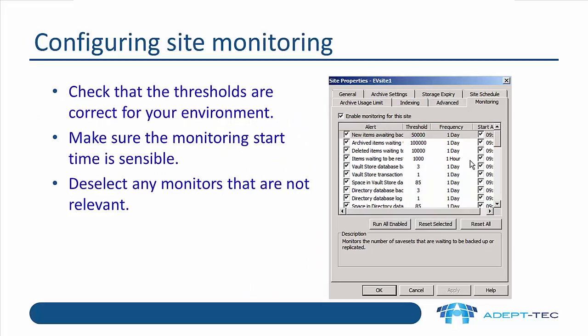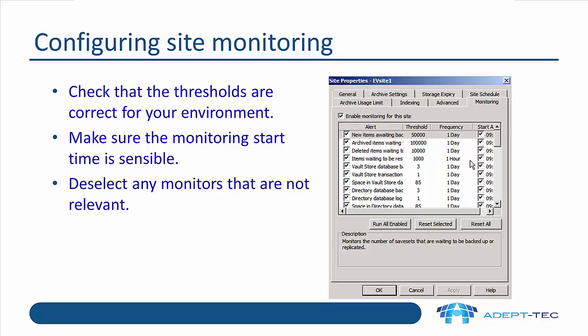So how are these status checks actually configured? We can find that in the Site Properties on the Monitoring tab. It's important to check the thresholds are correct for your environment. The thresholds that are showing there are the factory defaults, as it were, and they are really for a medium to large Enterprise Vault environment and may not be applicable in your situation, so you should change them.